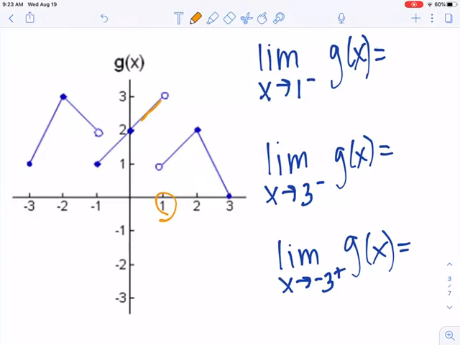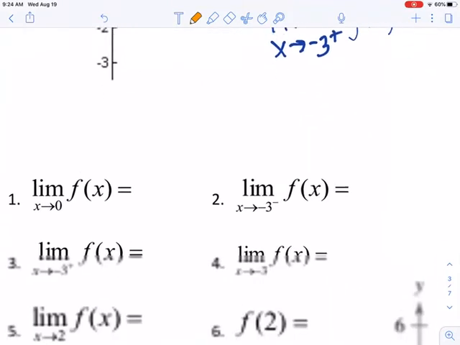Okay, so from the left side of 1, it looks like we would be approaching 3. From the left side of 3, it looks like we would be approaching a y value of 0. And from the right side of -3, it looks like we would be approaching a y value of 1.